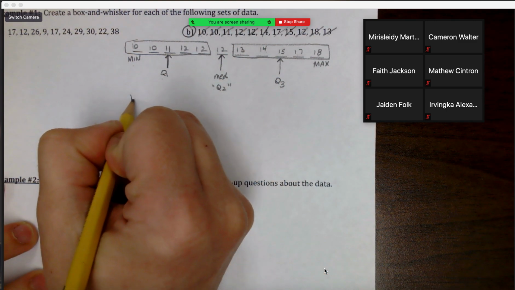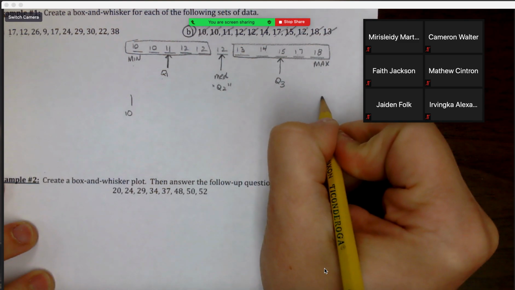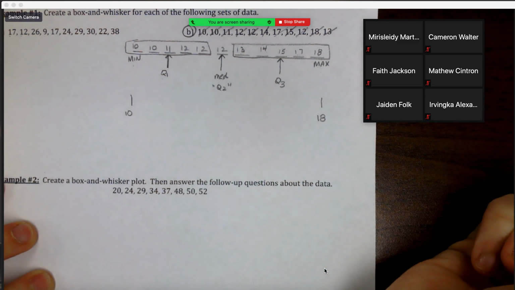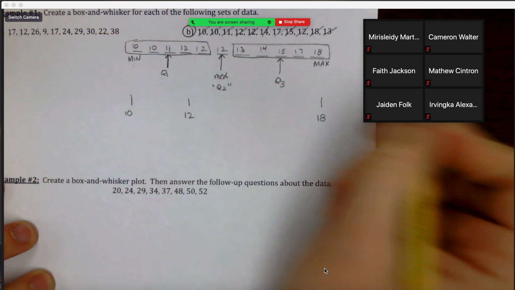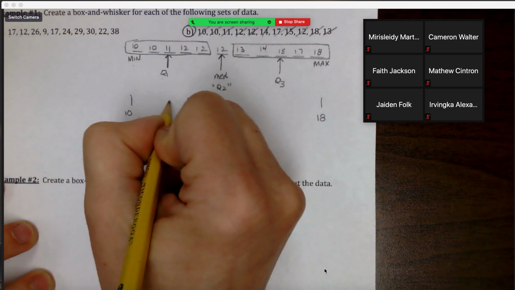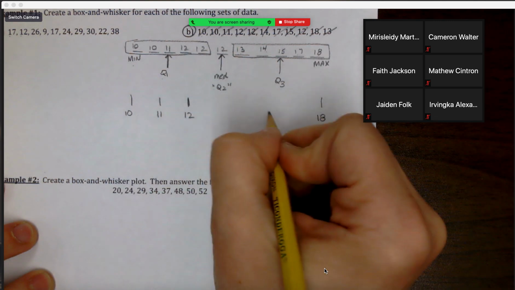So this is going to start at 10. It's going to go up here to 18. All right, my middle is 12, so 12 is a little bit closer to 10, so I'm going to put that there. My Q1 is 11, which is right in the middle. My Q3 is 15, which is right about here.